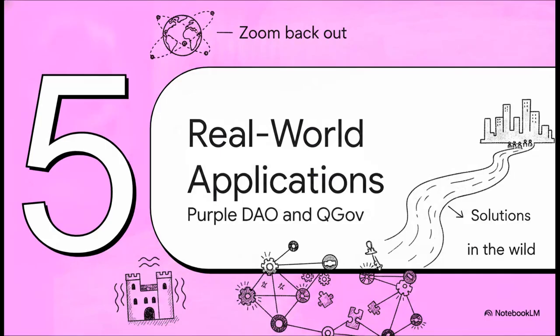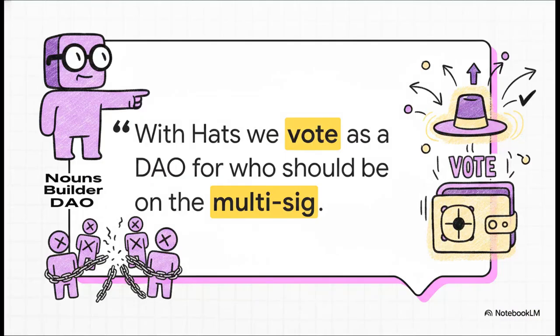Finally, we arrive at Section 5, Real-World DAO Applications, featuring Purple DAO and Liechtenstein. Now, this is a brilliant architecture in theory, for sure. But to truly understand its impact, we have to see how it's performing in the wild. Take Purple, for example, a DAO built within the Nouns ecosystem. Chris Curella, the founder of Purple, highlighted the absolute stark difference hats made for them.